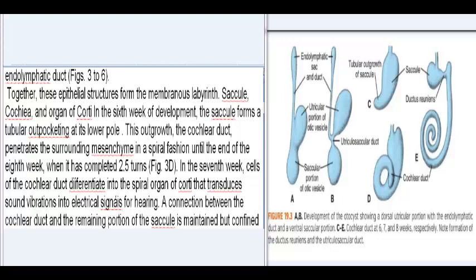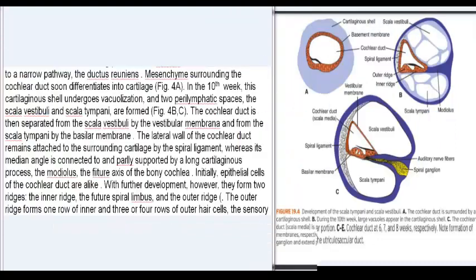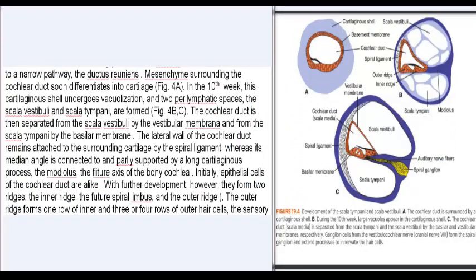A connection between the cochlear duct and the remaining portion of the saccule is maintained but confined to a narrow pathway, the ductus reuniens. Mesenchyme surrounding the cochlear duct soon differentiates into cartilage, Fig. 4a. In the 10th week, this cartilaginous shell undergoes vacuolization, and two perilymphatic spaces, the scala vestibuli and scala tympani, are formed, Fig. 4bc. The cochlear duct is then separated from the scala vestibuli by the vestibular membrane and from the scala tympani by the basilar membrane.